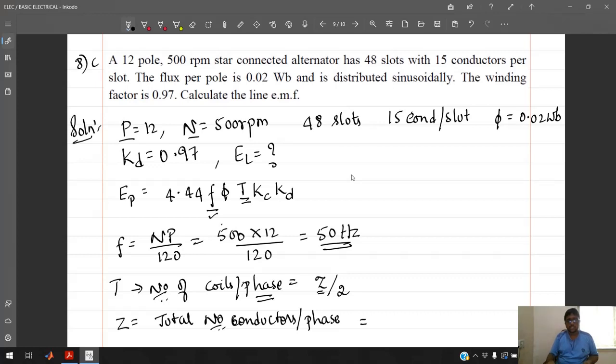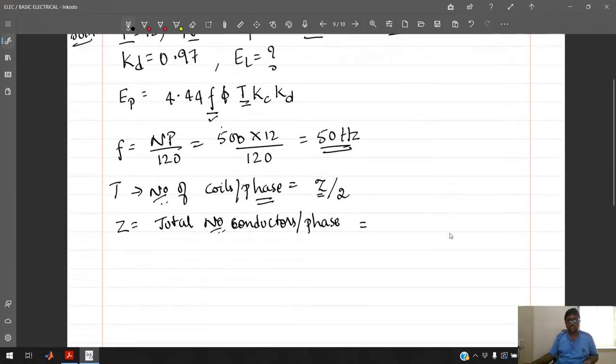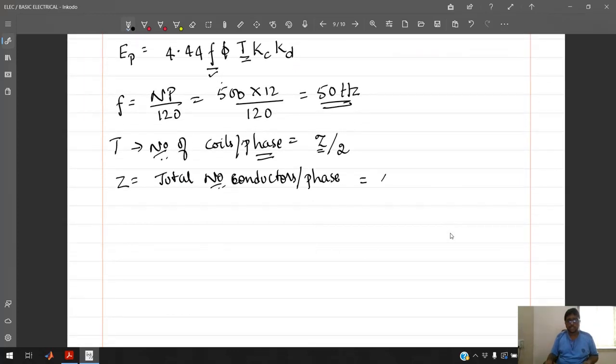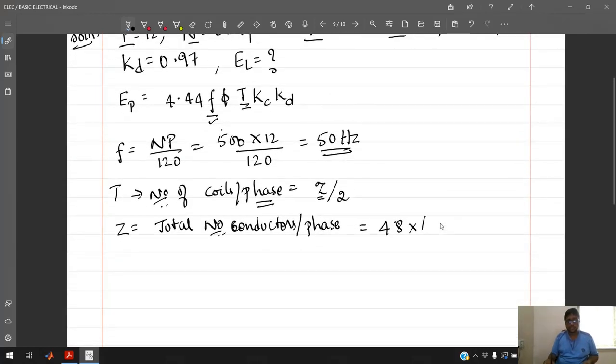In the question it is given there are 48 slots in the alternator and there are 15 conductors per slot. So what can you calculate? The total number of conductors will be 48 into 15 conductors per slot. So you are going to get the total number of conductors for 3 phase. But the question is, per phase I need to calculate. So since it is 3 phase, per phase I divide it by 3. So if I divide it by 3, I am going to get Z as equal to 48 into 15 divided by 3. I am roughly going to get it as 240. So this is the total number of conductors per phase.